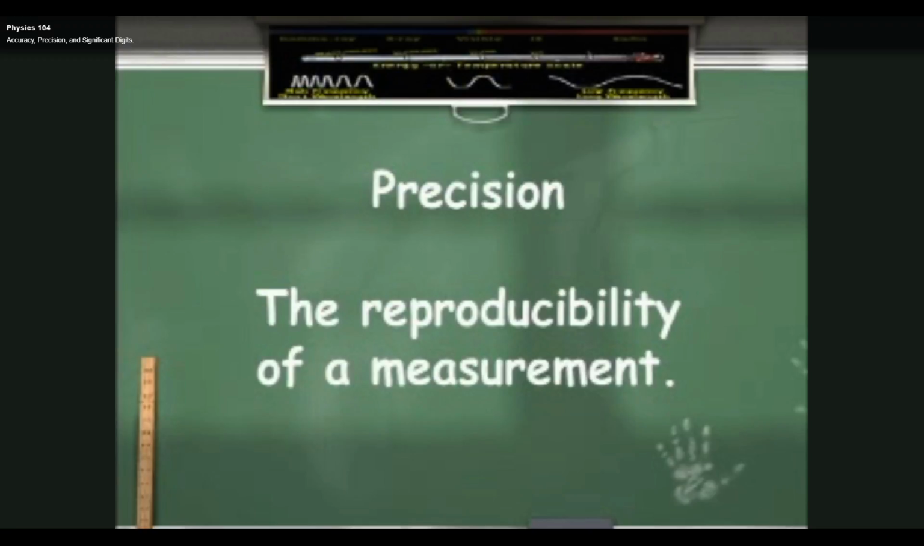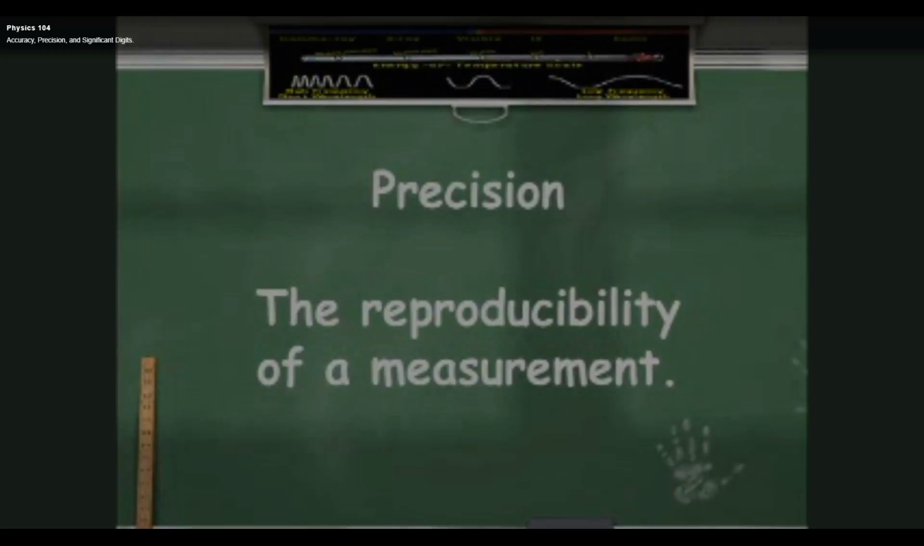The second way we express the uncertainty of a measurement is precision. Precision describes the reproducibility of a measurement. Will the same instrument give the same measurement over and over, no matter who uses it?